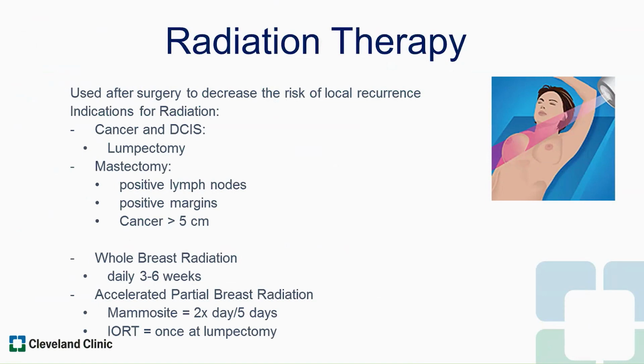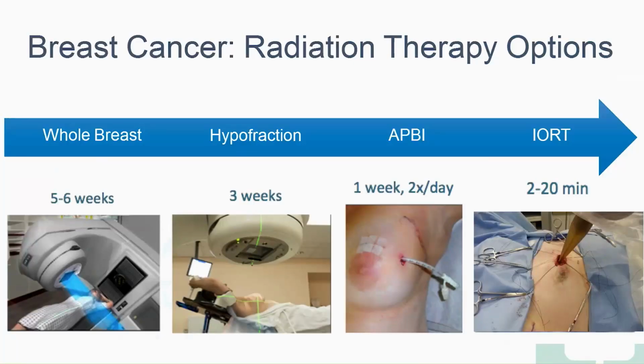Whole breast radiation is usually every day, Monday through Friday, for about 3 to 6 weeks. There are other options for radiation: accelerated partial breast radiation, which is external, MammoSite, or IORT. Again, different radiation therapy options: whole breast, hypofractionation, APBI, or IORT.